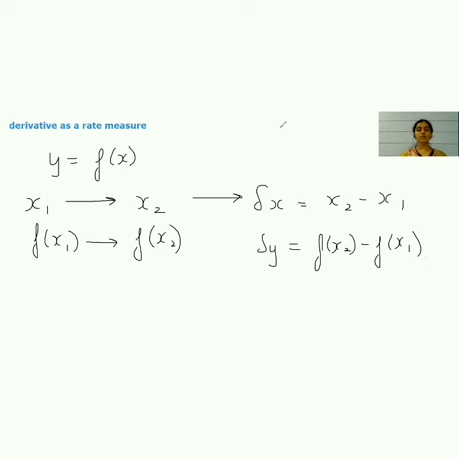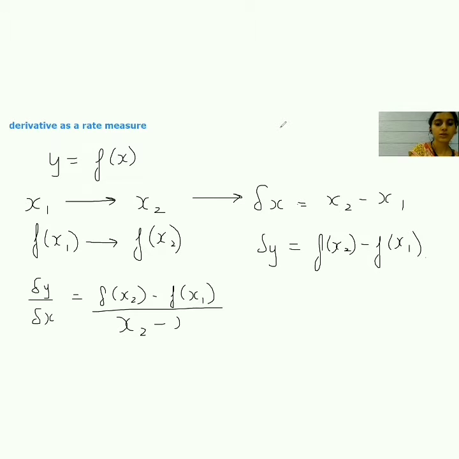Now, if we take the quotient, that is, if we divide delta y by delta x, then what do we get? f of x2 minus f of x1, divided by x2 minus x1. Now, this can be called the slope of a secant of a curve represented by f of x. So secant as in what? If this is f of x, then the secant over here will be a line joining 2 points.